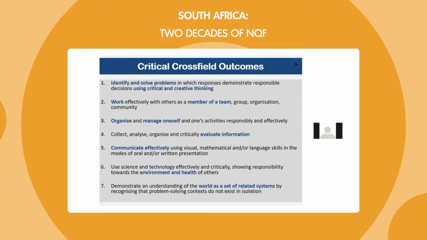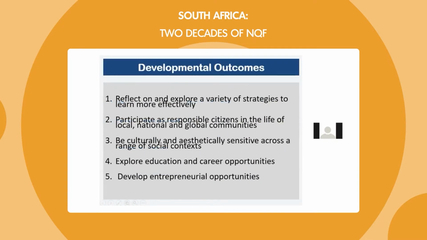We also have 5 developmental outcomes, which are also embedded in the descriptors. So the one is to reflect on and explore a variety of strategies to learn more effectively, participate as responsible citizens, be culturally and aesthetically sensitive, explore education and career opportunities, and develop entrepreneurial opportunities. So those are the key concepts in the level descriptors, and it is embedded in the level descriptors.